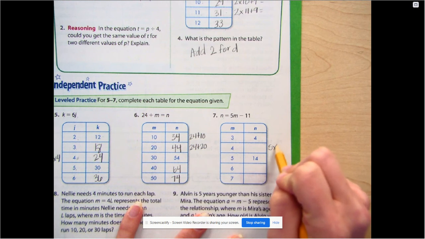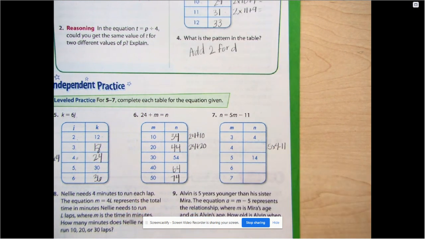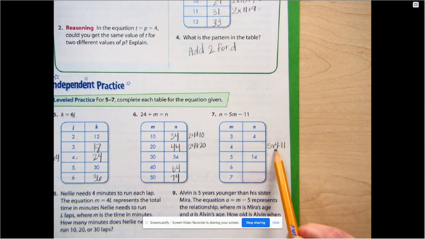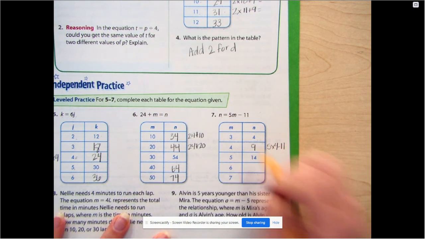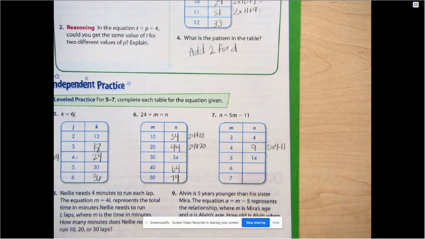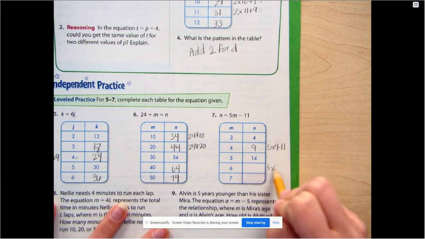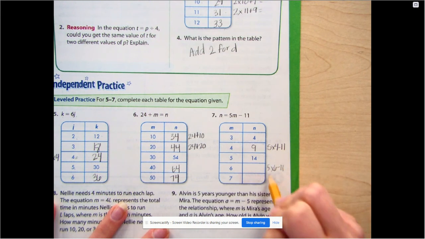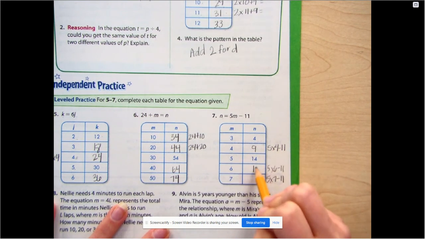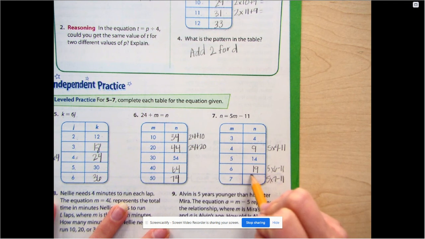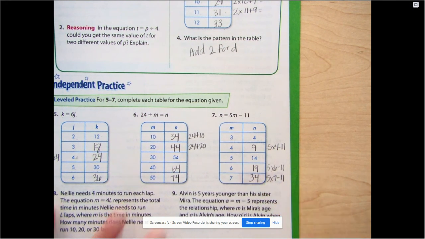5 times 4, and then I'm going to subtract 11. What do I do first? Multiplication. 5 times 4 is 20, and then 20 minus 11 is going to give me 9. Can you try the last two and then enter those answers into the Ed puzzle? Go. We should have done 5 times 6 minus 11 and 5 times 7 minus 11, and that would give me 19, and that would give me 34.